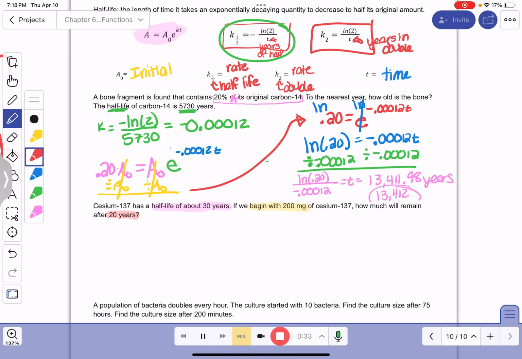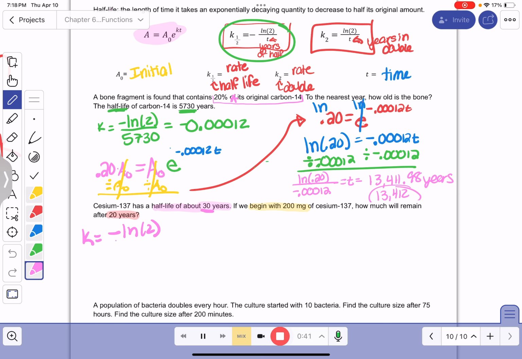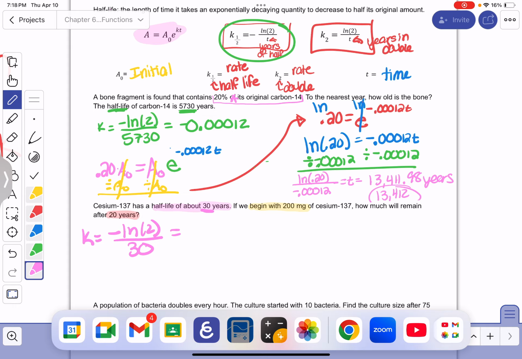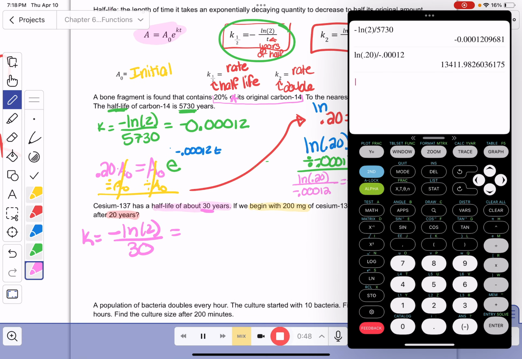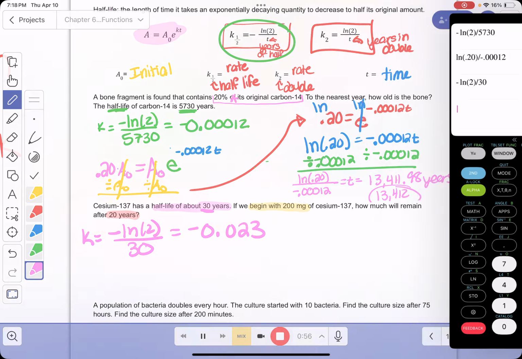So again, we're doing half-life. So we want to find K. K is going to be negative ln2 over the half-life, so over 30. If I type that in the calculator, negative ln2 over 30 gives us negative 0.023. So we have that.